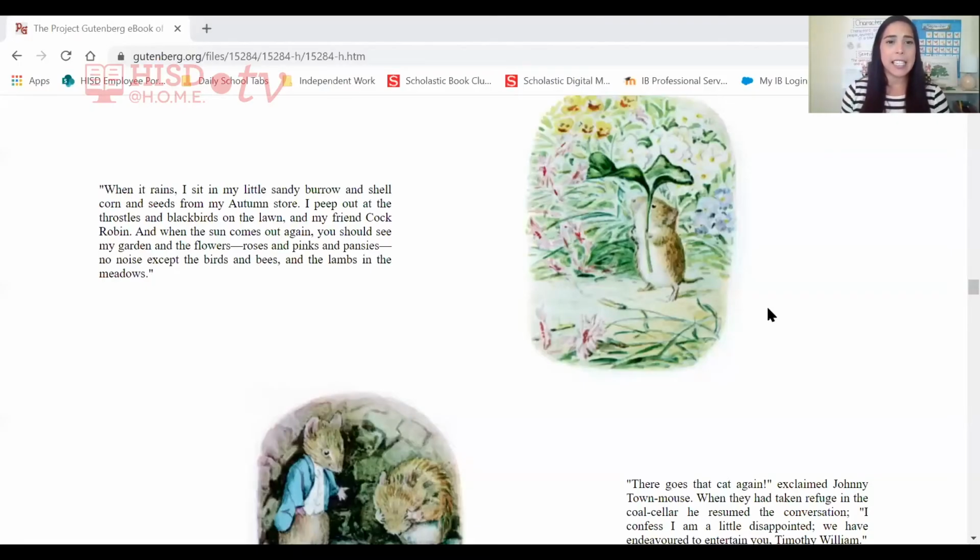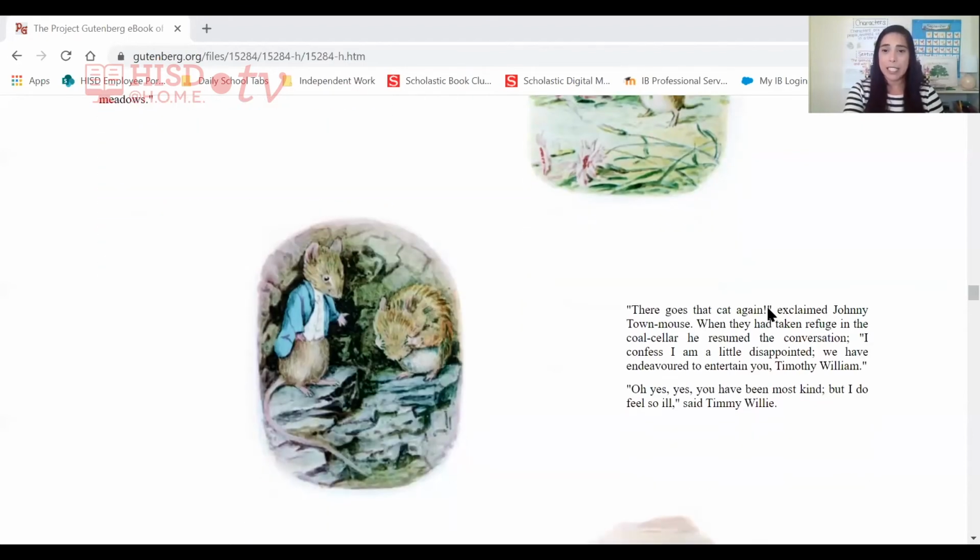When it rains, I sit in my little sandy burrow and shell corn and its seeds from the autumn store. I peep out at the throstles and the blackbirds in the lawn and my friend Cock Robin. And when the sun comes out again, you should see my garden and flowers, roses and pinks and pansies. No noise except for the birds and the bees and the lambs in the meadows.